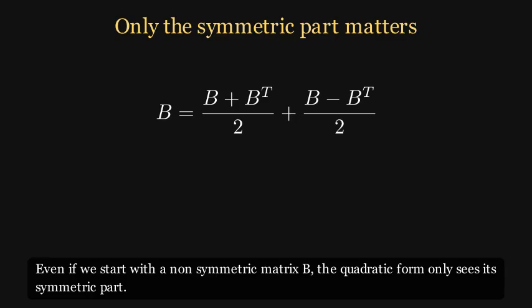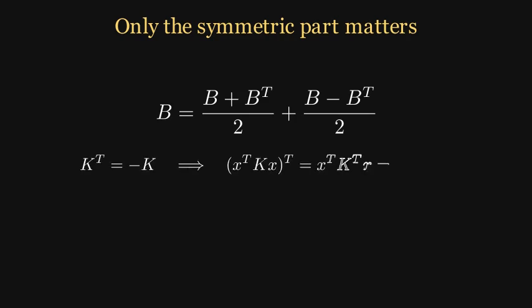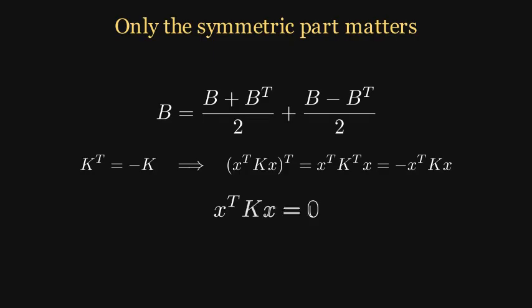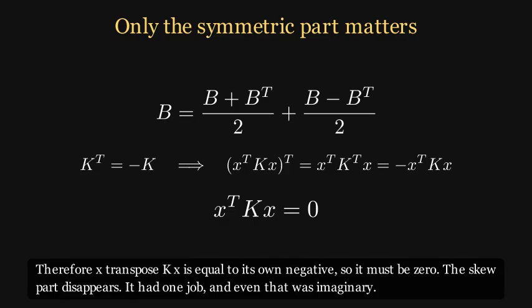Even if we start with a non-symmetric matrix B, the quadratic form only sees its symmetric part. The skew-symmetric part K satisfies K^T = -K. But x^T K x is a 1-by-1 scalar, so it equals its own transpose. Therefore x^T K x is equal to its own negative, so it must be 0. The skew part disappears. It had one job, and even that was imaginary.